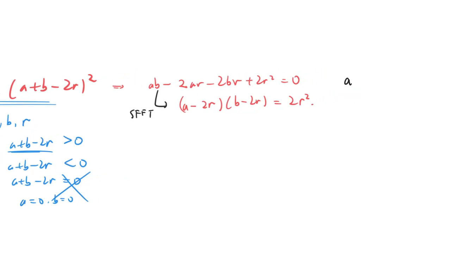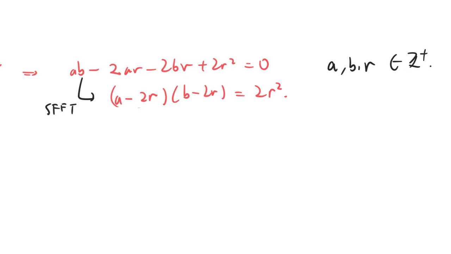So a want to be greater than 0. We want b to be greater than 0. And a, b, r are also all positive integers. That's what I'm trying to say. So a, b, r are positive integers. All right. Then SFFT, Simon's favorite factoring trick, whenever you get an equation, it has a lot of solutions. So here we should be confident enough, or brave enough at least, to try some r's.